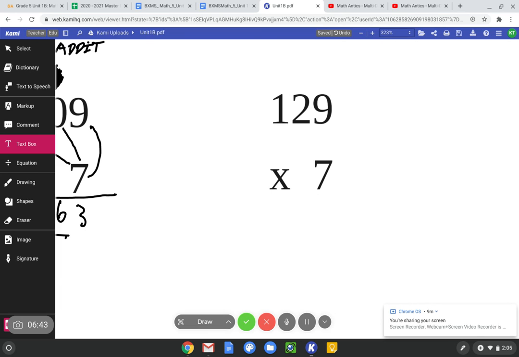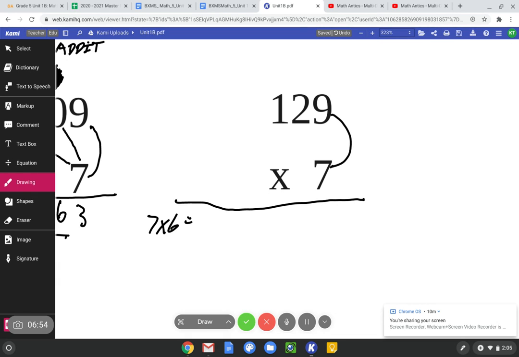129 times 7. Let's do this one. We're going to do the same thing. Start with the ones place. 7 times 9. Oh, I put 6. My bad, y'all. 7 times 9 equals 63.